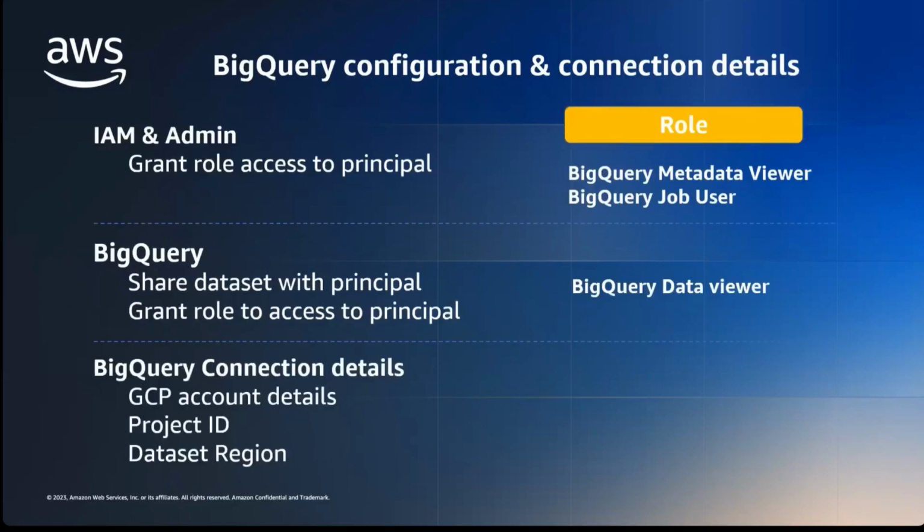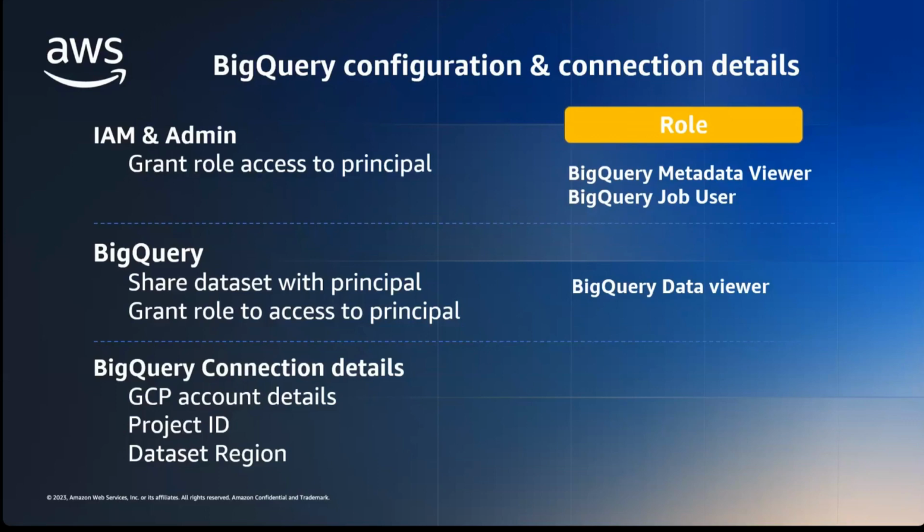On the BigQuery configuration side, if you are not an admin, you will have to ask the admin to do this for you. But if you have admin rights, what you need to do on IAM and admin is grant role access to the principal. The two roles that are required from the IAM perspective are the BigQuery metadata viewer, which will allow QuickSight to read the metadata for the data set and the project that you have, and also the BigQuery job user. So two roles are required on the IAM and admin side.